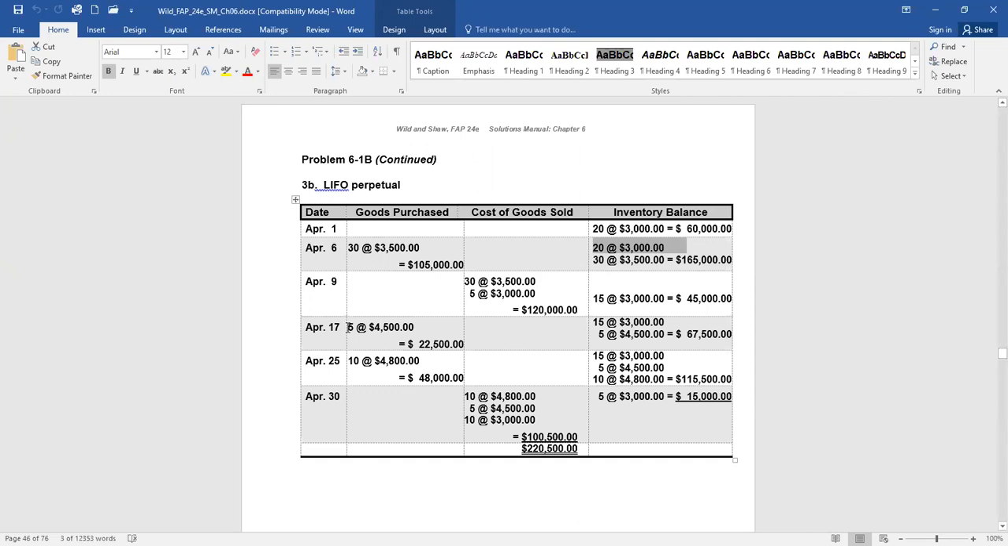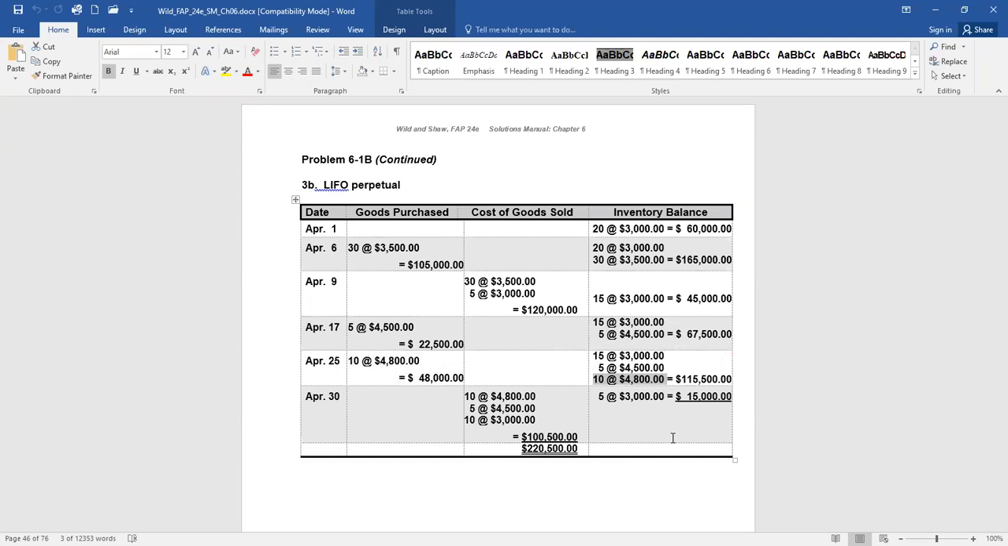Just like before, when we buy more goods, we're going to add them to our existing inventory. So there we are buying 5 more coffee cups at $4,500 each. So now we have 15 that cost $3,000 and 5 that cost $4,500. Then on the 25th, we'll buy 10 more that cost $4,800 each. After this purchase, we have the 15 that cost $3,000, the 5 that cost $4,500, and now 10 more that cost $4,800 each. So we layer them, oldest to newest.